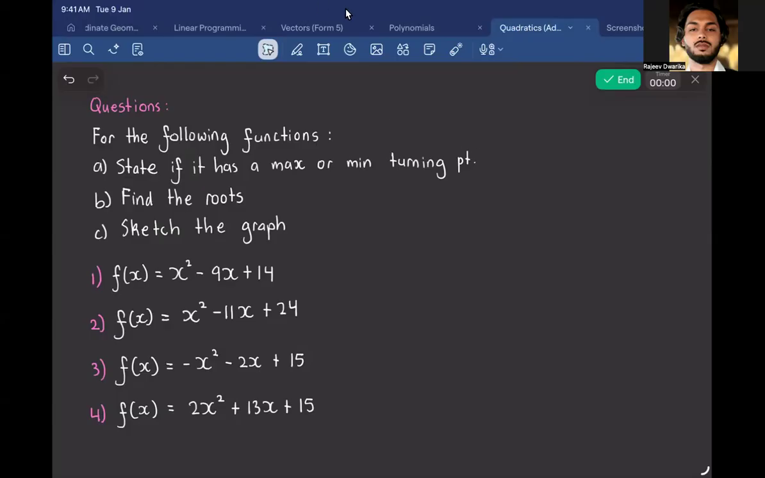Serena, did you finish? I'm now going on to number 4. Okay. Did you have any trouble factorizing number 3? No, not at all. All right, sorry, I got distracted. Okay, nice.